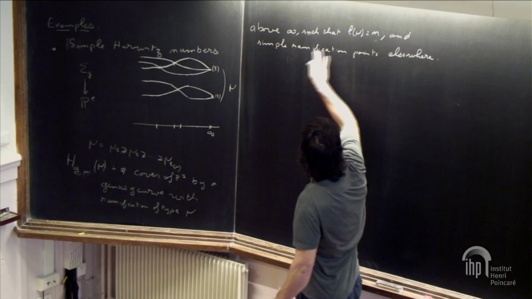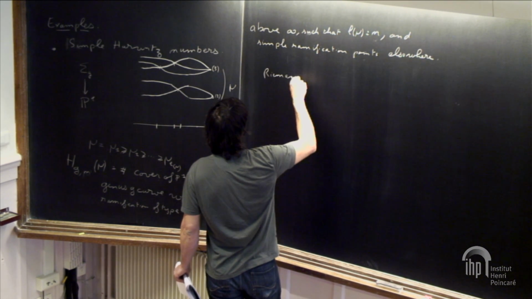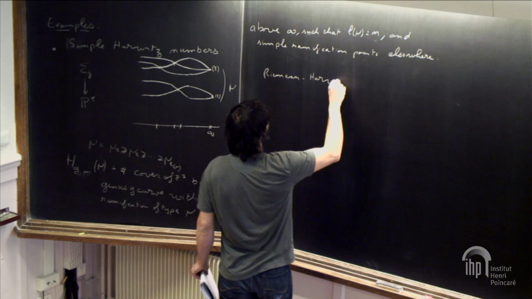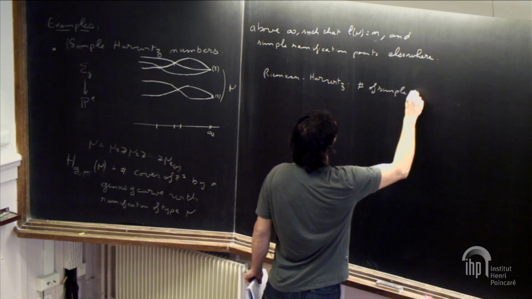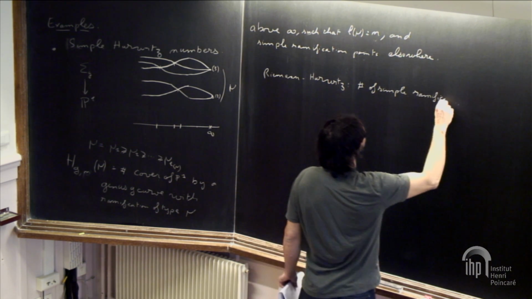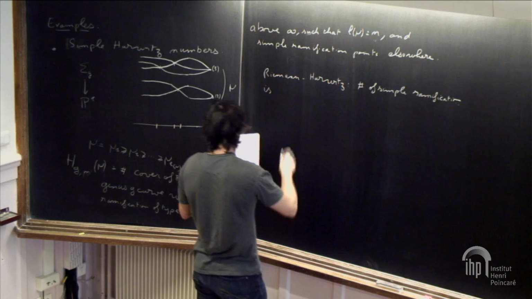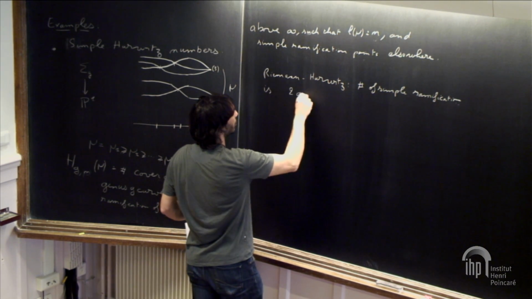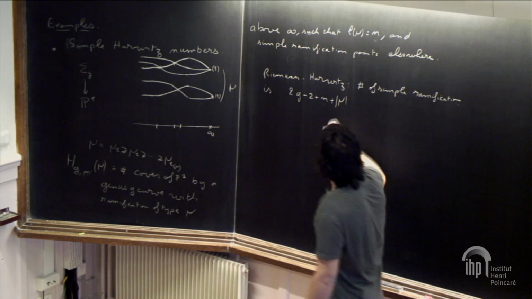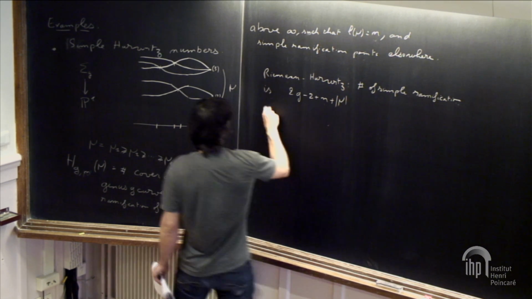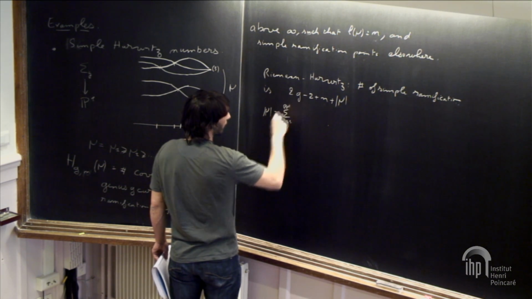Now, here I just said I have simple ramification points elsewhere, but by Riemann-Hurwitz, the number of simple ramification points is 2g minus 2 plus n plus the size of mu, where the notation is that the size of mu is equal to the sum over i equals 1 to the length of mu of mu_i.